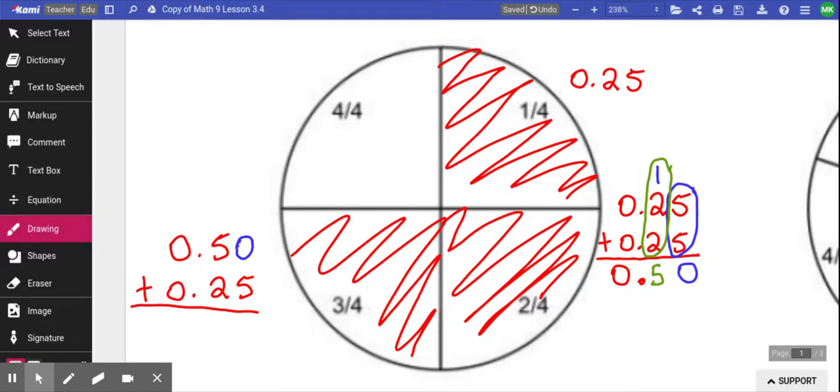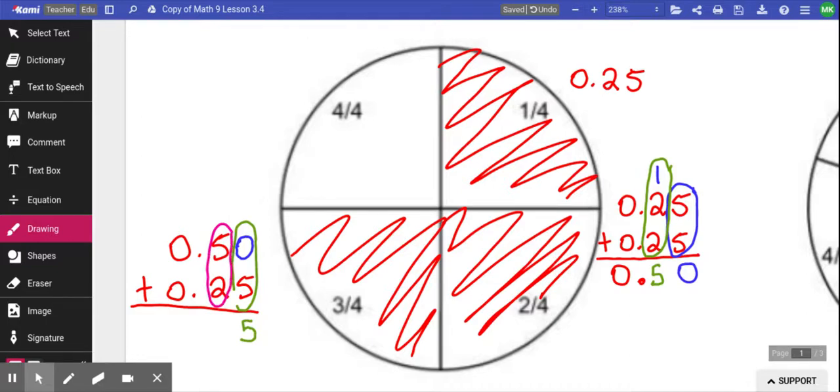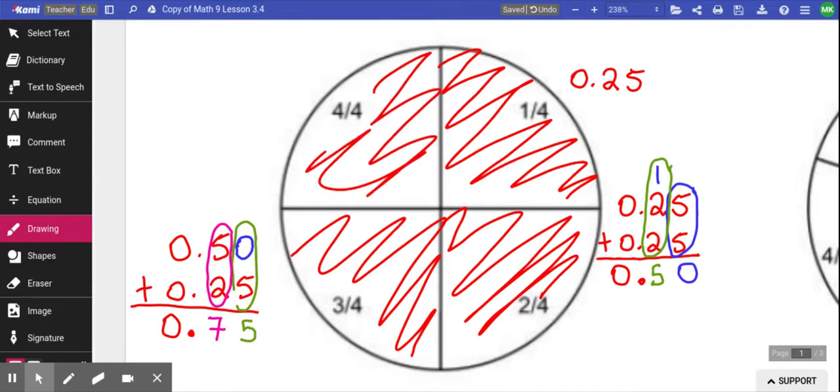And I do the same thing. I add this column together. 0 plus 5 equals 5. Then I add the next column together. The next column together would be 5 plus 2 is 7. The decimal goes in the same spot. 0 plus 0 is 0. That means 3/4 is 0.75 as a decimal. 4/4 is just 1.